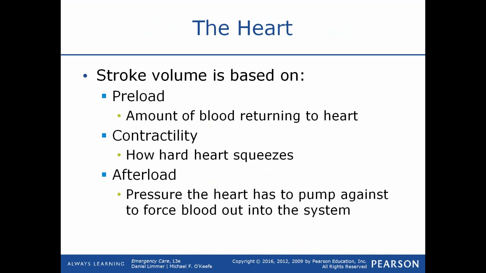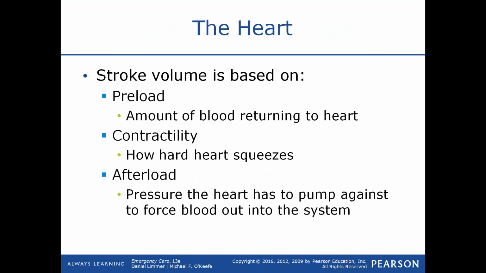Stroke volume is based on preload. That's the amount of blood returning to the heart. And you'll learn in your assisted medication discussions that you could assist a patient with administering nitroglycerin. Well, nitroglycerin dilates the system, dilates the blood vessels, causing the pressure to drop in the system.